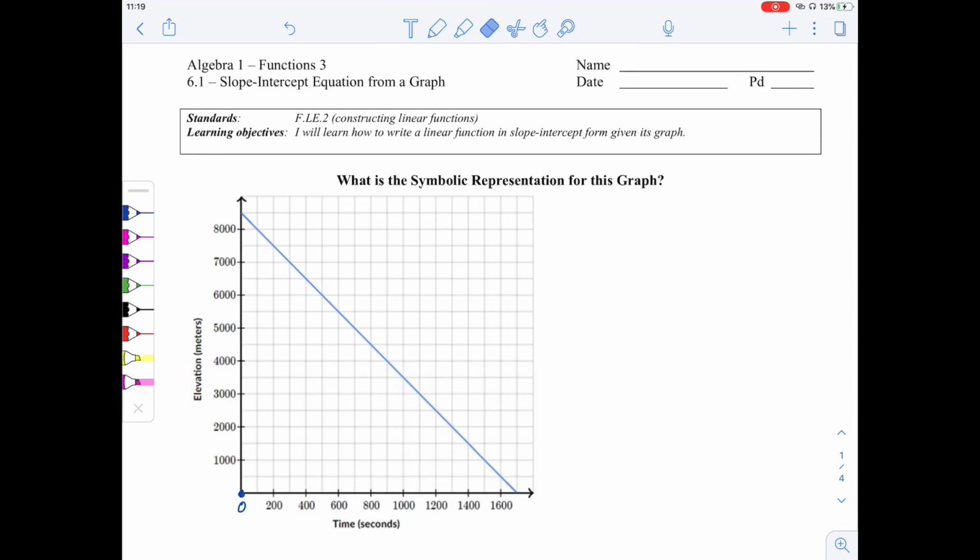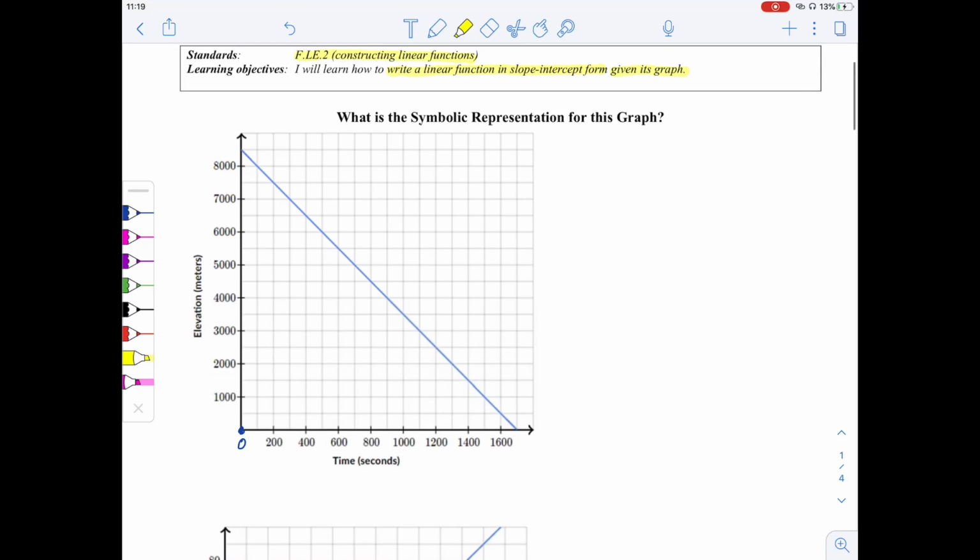Okay, welcome everybody. So here's 6.1, a new section: slope intercept equation from a graph. In this one we want to learn how to construct linear functions. We're going to write a linear function in slope intercept form given its graph. So constructing, and we're going to apply this.